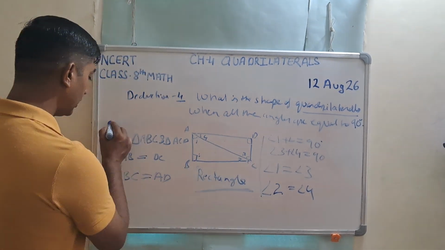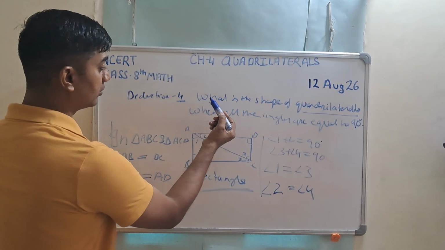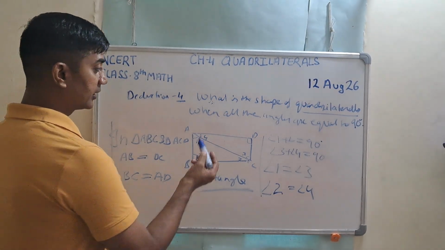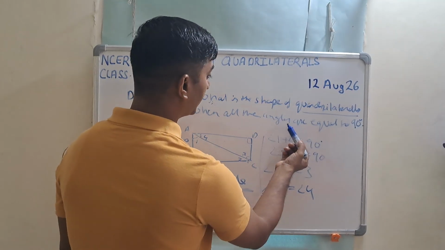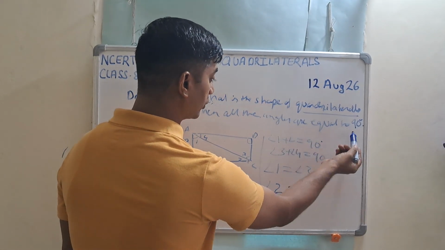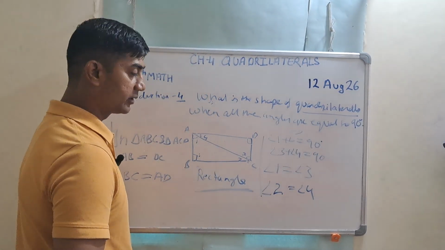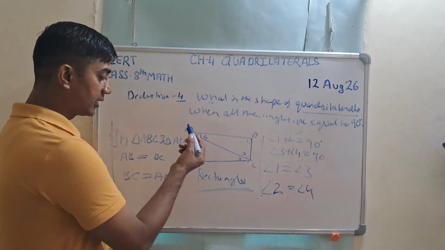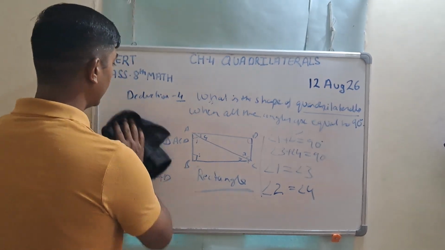Understood? By doing this process, we conclude the question. What is the deduction? Deduction 4 is: what is the shape of the quadrilateral when all the angles are equal to 90 degrees? The answer is the figure is a rectangle, which we have proved here. Let's see what is the next topic.